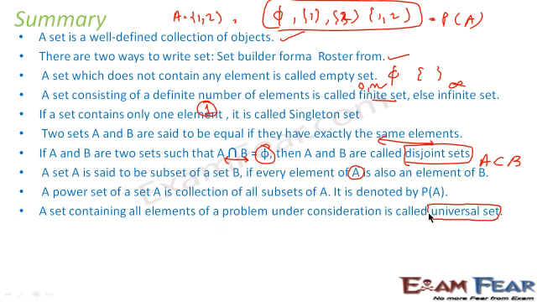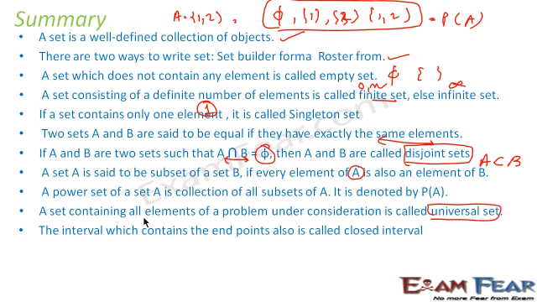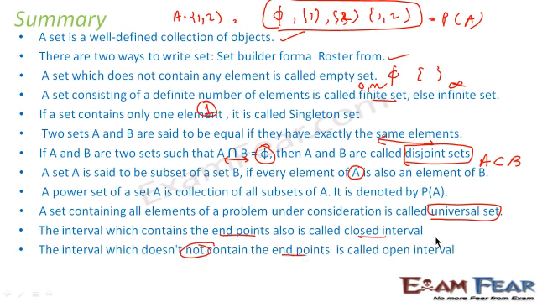Universal set. Universal set is all the elements under consideration in the problem. For example, when you are talking about numbers, it can be the real numbers, that becomes universal set. When we are talking about throwing a die, 1, 2, 3, 4, 5, 6 becomes universal set. When you are talking about throwing a coin, head and tail becomes universal set. An interval which contains endpoints is called a closed interval, and which does not contain endpoints is an open interval. For this we have a memory trick: open, no endpoints; closed, endpoints.